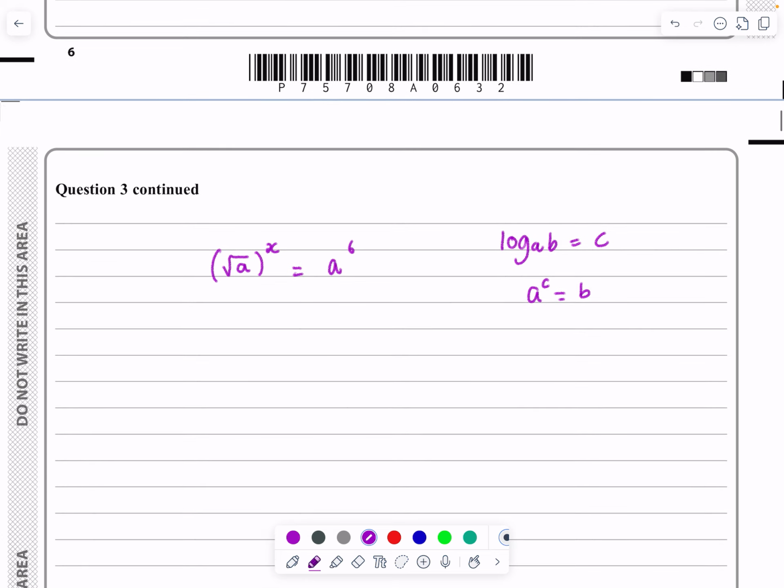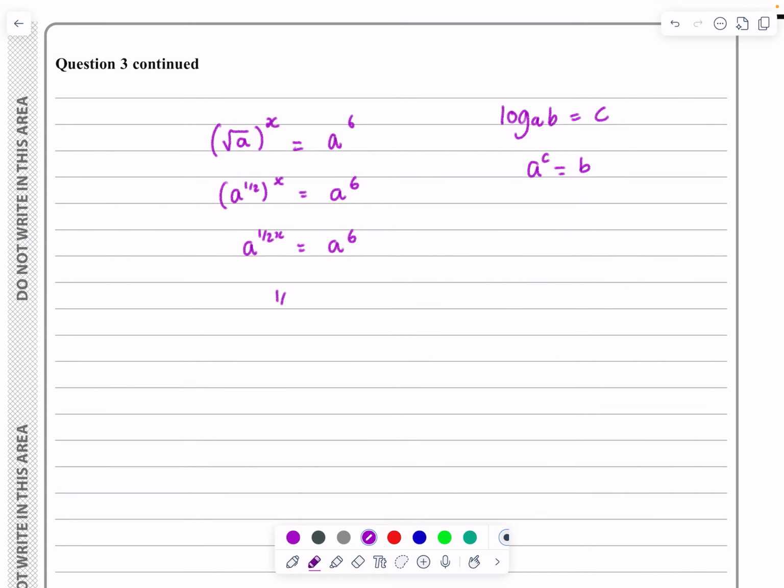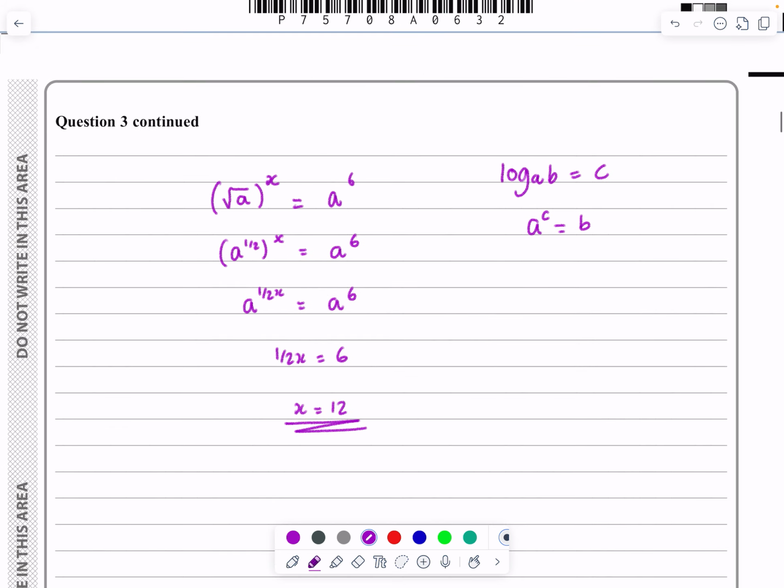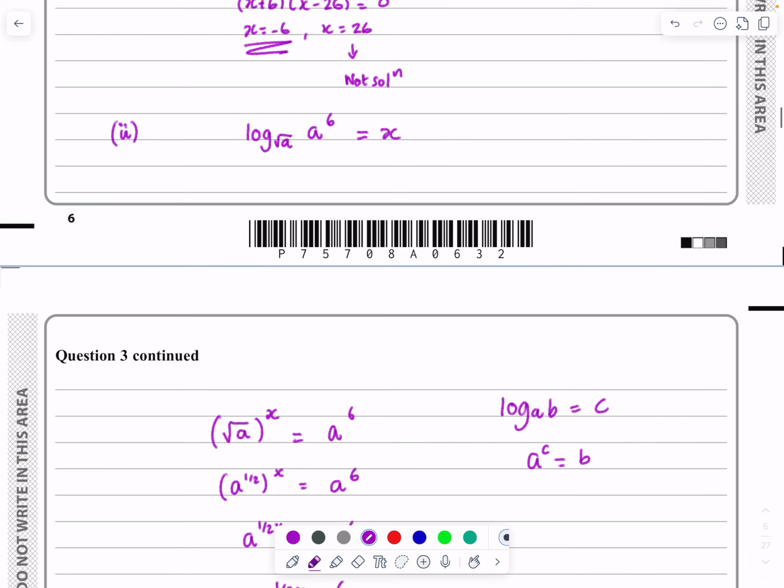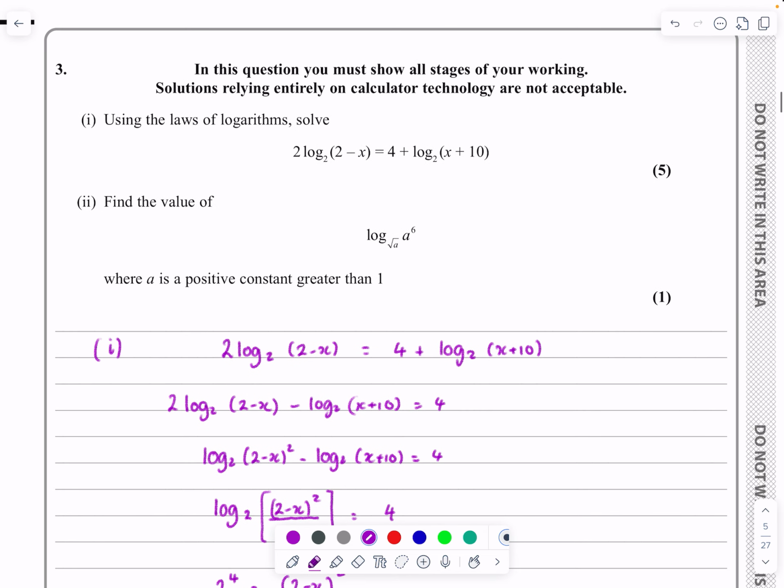Right, what does root a to the x work out to be? Well, root a is a to the half, to the power of x, equals a to the 6. And then using our basic indices rules, I can say that's a to the half x equals a to the 6, which means half x equals 6, which means that x equals 12. There are quicker ways of doing it, but that's the simplest way to make sure it's a foolproof method for being able to do that part of it. And then that's all of question 3 done. Hopefully that all makes sense to everybody.